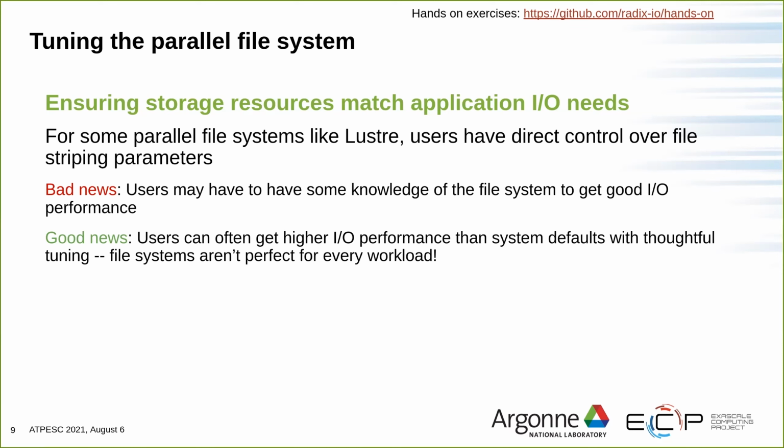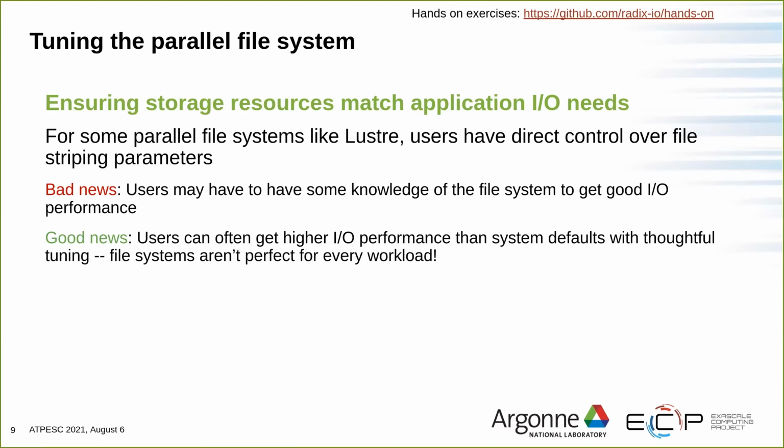A broad takeaway from here is that the bad news is that users probably have to have some sort of knowledge of the file system to get really good IO performance. I think we all would prefer to not have to concern ourselves with these sorts of details and just automatically get the best performance out of the box. But that's just not always the way things work. The other side of the coin is that the good news is that there often is a lot of room for improvement if you're able to thoughtfully think about a lot of this stuff. So file systems aren't perfect.